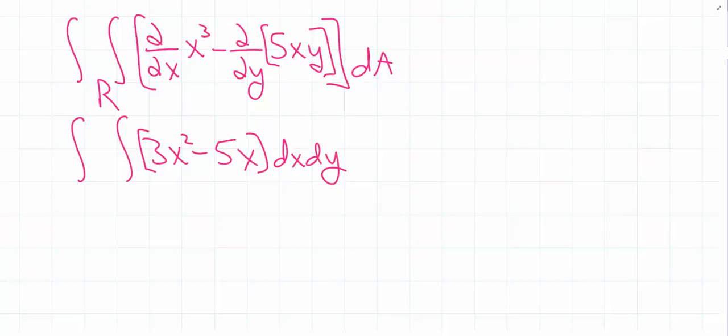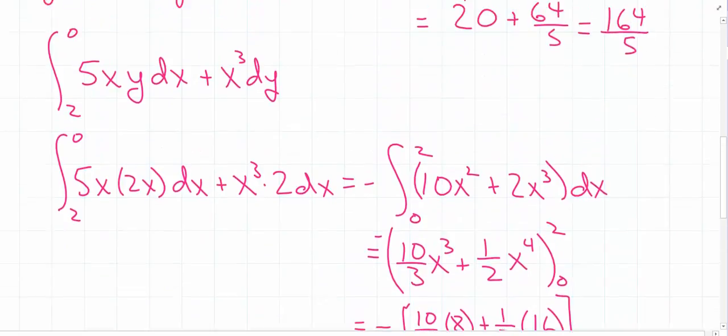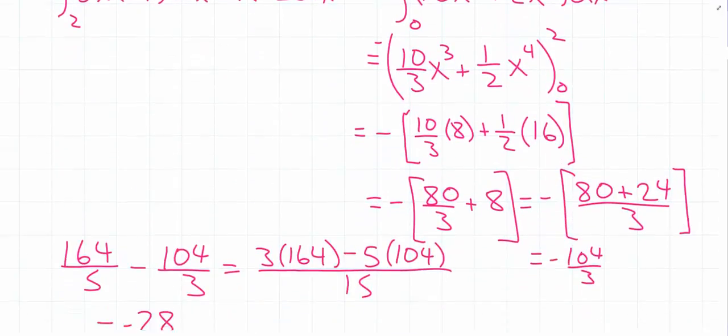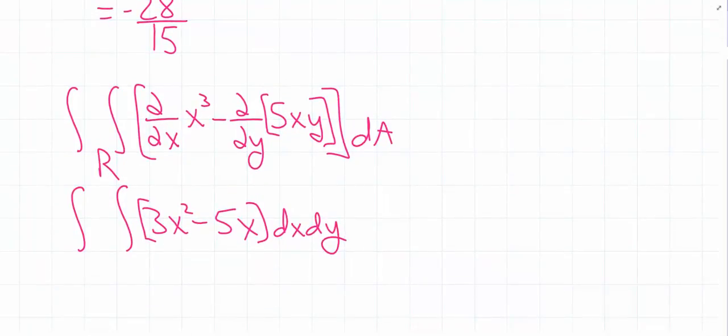So what does x go to? If you look up here at this one. Yeah, y over 2 to square root of y. So it goes from y over 2 to square root of y. And then what does y go to? 0 to 4. That's right, 0 to 4. Okay. Now, this should give us what we're looking for. It should give us negative 28 over 15.